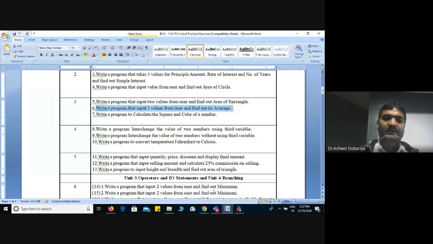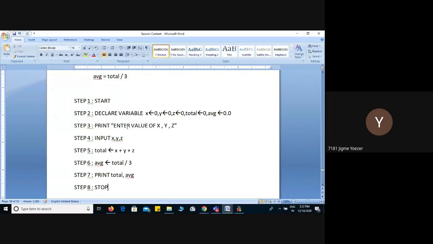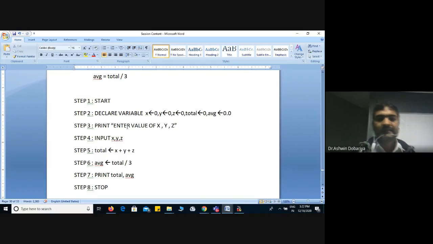Any questions, any doubt in this algorithm? Sir, in the logic, can we write directly average equals x plus y plus z divided by 3? Yes, excellent. If you don't want to take the total, then you can write the statement like this also. Average is equal to bracket x plus y plus z divided by 3. No need for the total, but this is the initial phase. That's why I have taken another variable. Otherwise, you can write the arithmetic statement that way also.